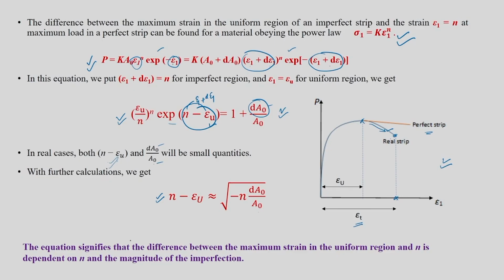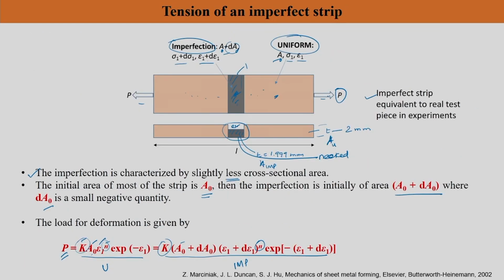naught by A naught. Here the equation tells us the difference between the maximum strain in the uniform region and n. Maximum strain in the uniform region is nothing but epsilon u, and n is nothing but the strain available in the neck region or in the imperfect region. It depends on the n value of the material and your change in area of cross section. How severe is your imperfection? So, this dA naught, or the thickness imperfection you have in this particular material, you can see in this particular figure.